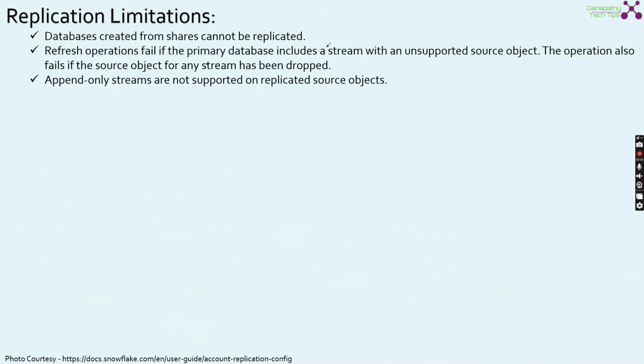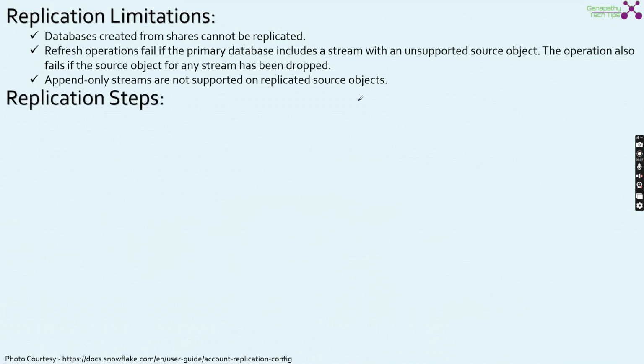Refresh operations fail if the primary database includes a stream with an unsupported source object. The operation also fails if the source object for any stream has been dropped. Important thing to note, the replication refresh will fail if a stream associated with the primary database has an unsupported source object. I already showed what the unsupported source objects are, like the transient table, iceberg table or temporary stages. Append-only streams are not supported on the replicated source objects. We already discussed what an append-only stream is.